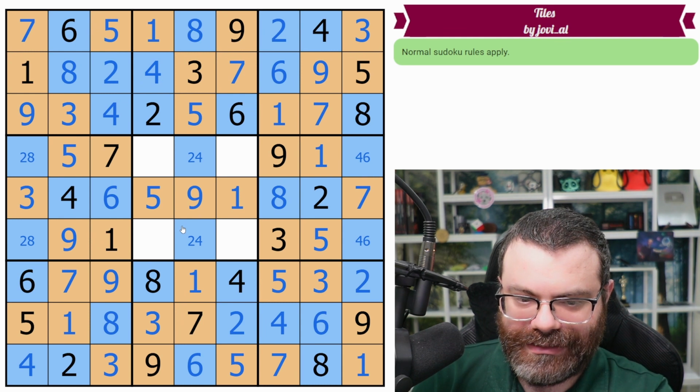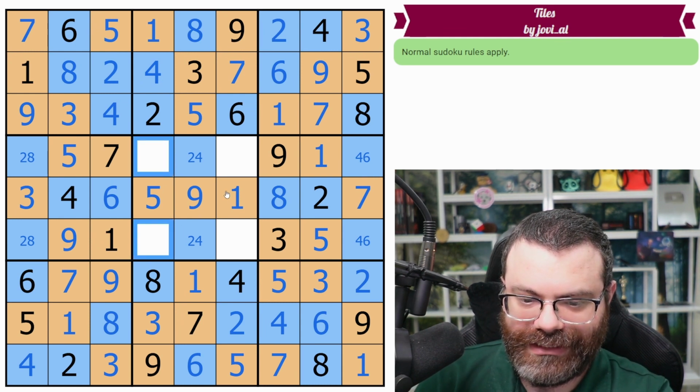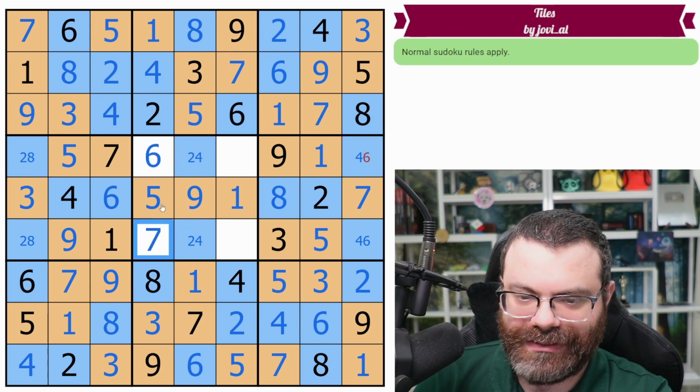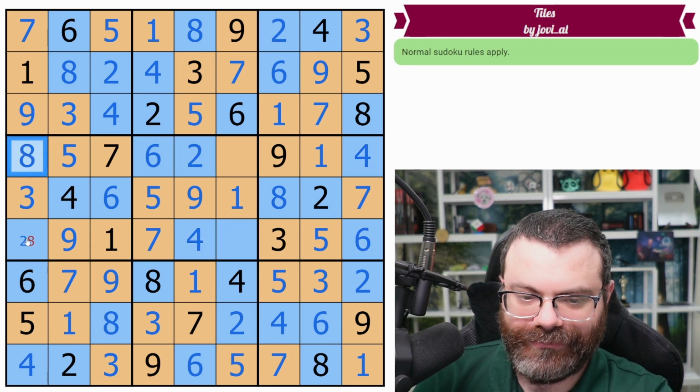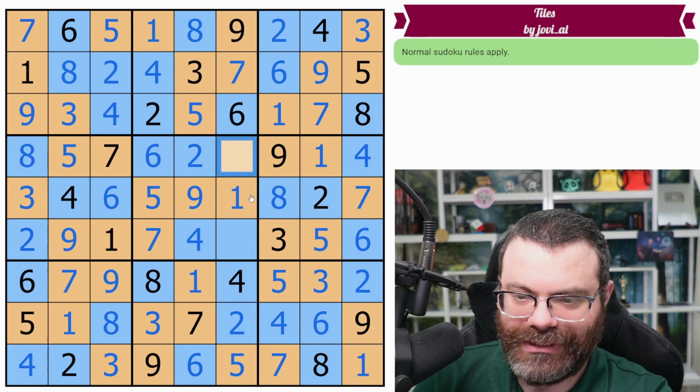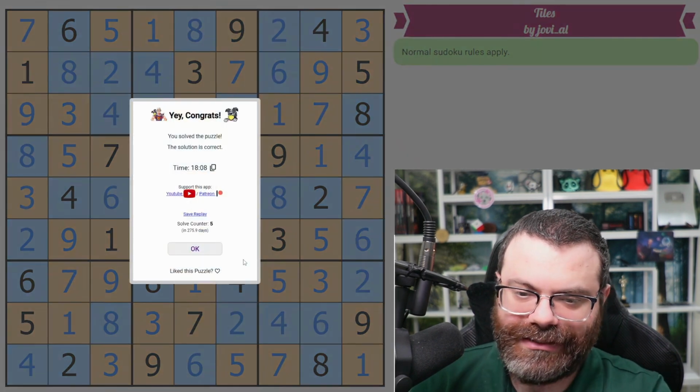And then I need a 6. What is this pair? It's 6 and 7. So this is the 6, this is the 7. Color those. This gets colored orange. This gets colored blue. So our colors are done. This last orange is a 3, and this last blue is an 8.